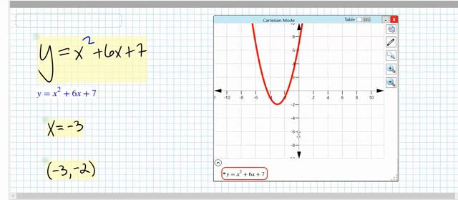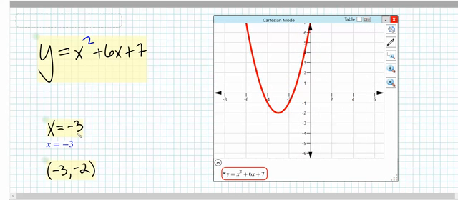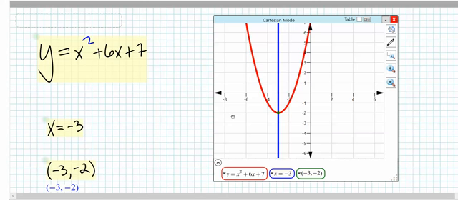Okay, so far so good. Let's put the line x equals negative 3, and that's the axis of symmetry that goes right through the vertex. And the vertex was located here, which is a minimum, which you can see down there is indeed the vertex located here at the minimum. So this does look absolutely correct.